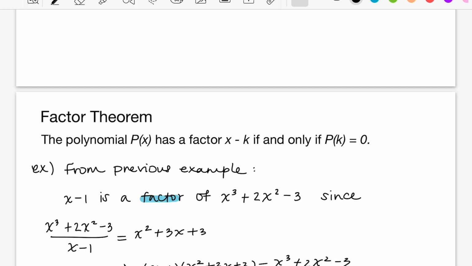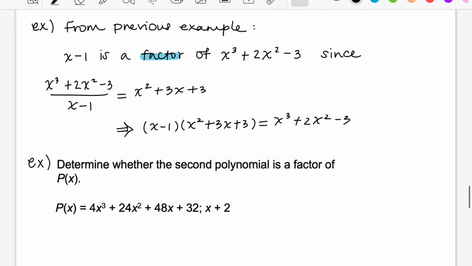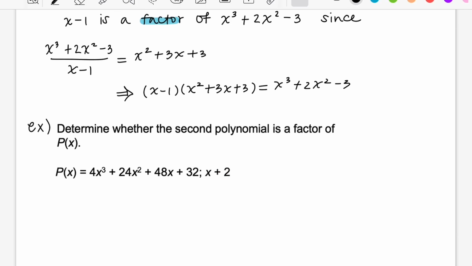All right, so with that, we're going to go through this example here, we want to determine whether the second polynomial is going to be a factor of p of x here. So this guy is p of x, and then our second polynomial is this x plus 2 here. So like I mentioned before, we're looking at dividing by binomials of the form x minus k. So if we have x plus 2 here, we need to rewrite this as x minus something. So we'll rewrite this as x minus negative 2. Alright, and so doing this, our procedure will slightly change, and we'll go through that in a moment.